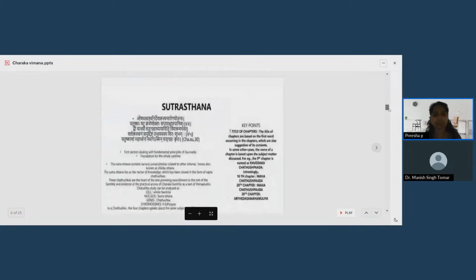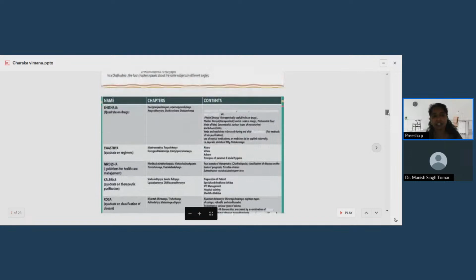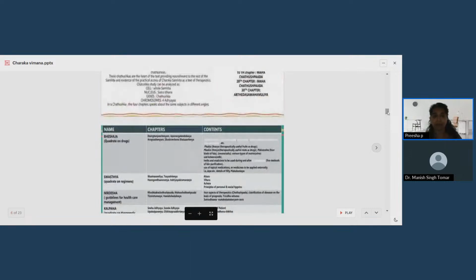Then when we come to the Sutra Sthana, we know the Sutra Sthana has the fundamental principles, and we get an idea about how the whole Samhita is dealt with, where the 10th chapter is Mahachatushpada, and the 20th chapter also explains the Mahachatushpada, and also the Arthedasamamuliya is explained here. When we deal with other areas like the chapters where the Bheshaja Chatushka is told, like the Bheshaja, Dirghanjivitiya Adhyaya is told, Apamarga Tanduliya is also told. These are the important areas which are told there.